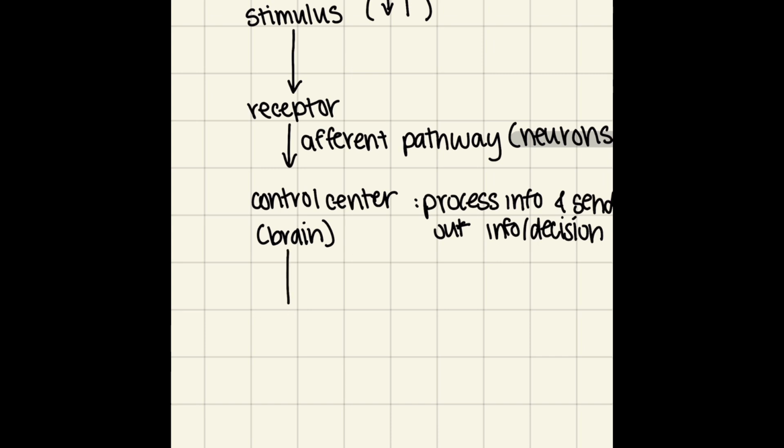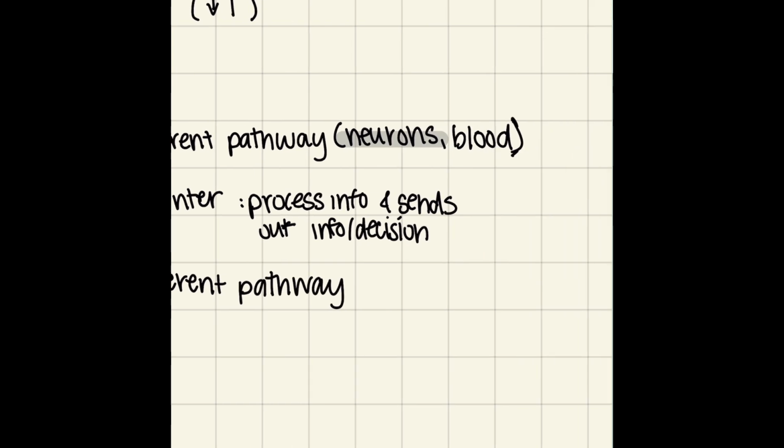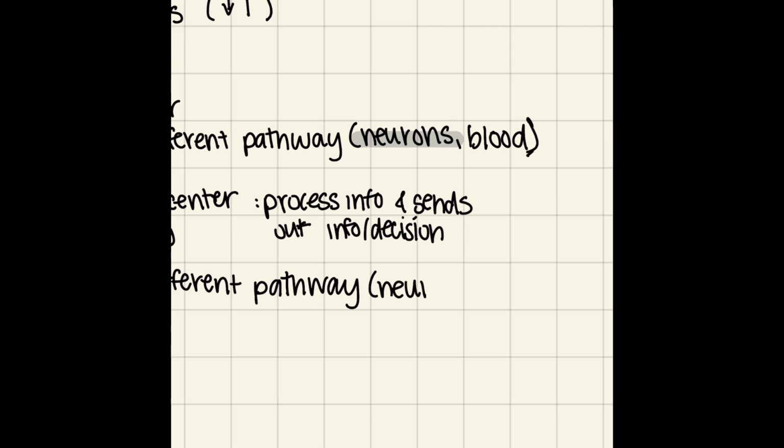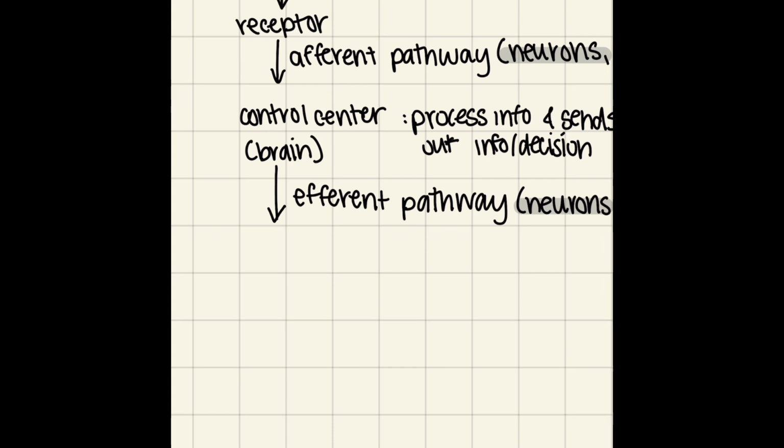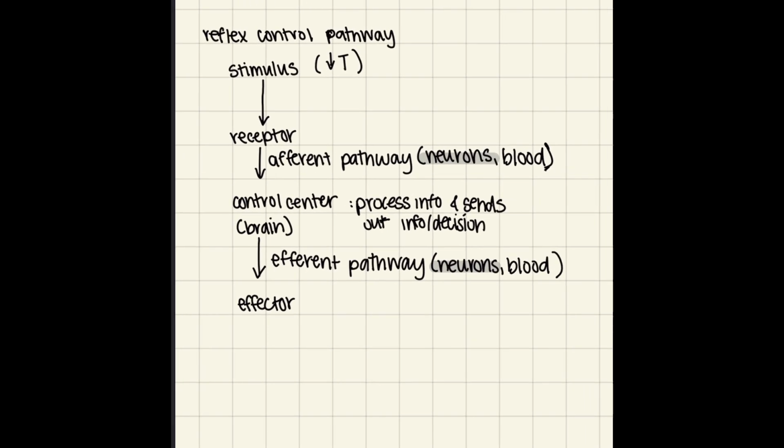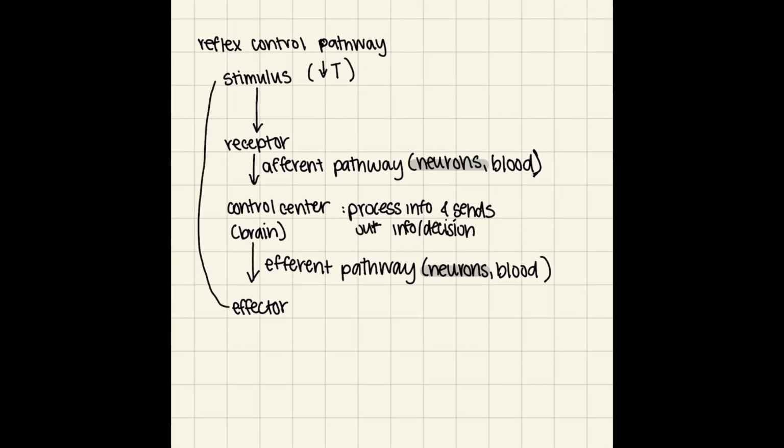right? So the control center is going to send out the decision through an efferent pathway. Now this pathway also could be neurons or the blood. In this case, it is also neurons, in this temperature pathway. In other pathways, it's not always neurons. Then, once the control center sends out the signal, it goes to the effector. And the effector is the thing that's going to affect the stimulus. So the effector sends a response to the stimulus, and the stimulus is affected.